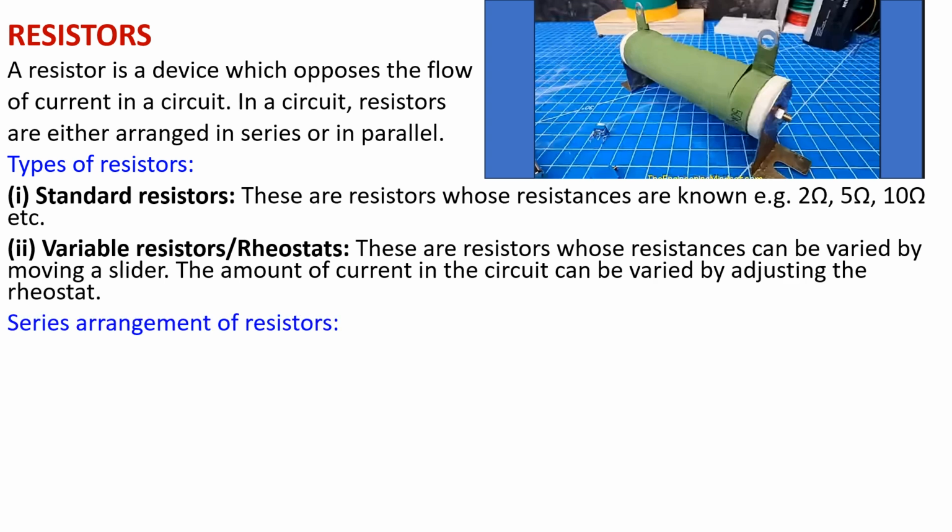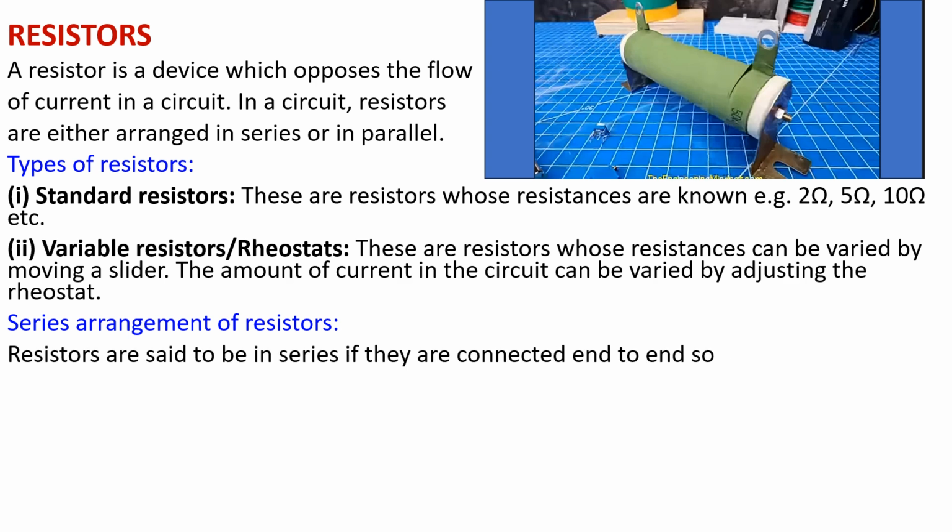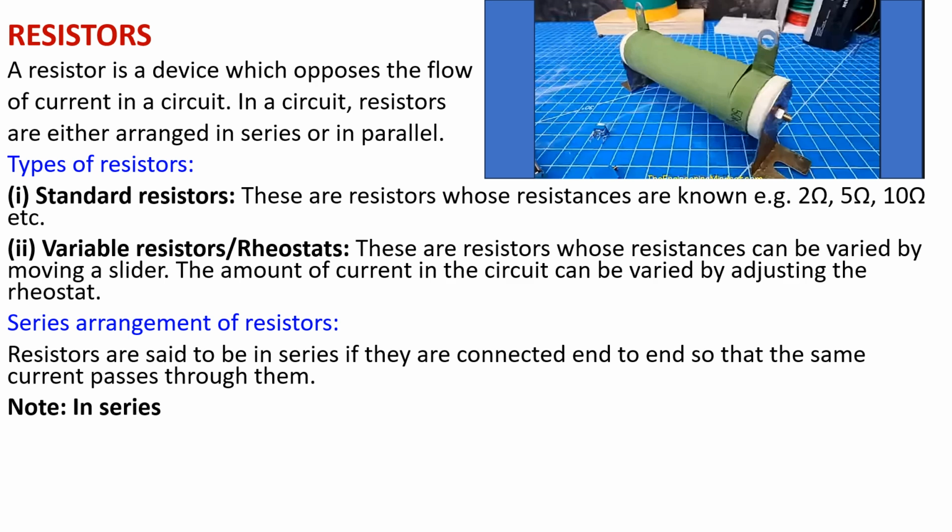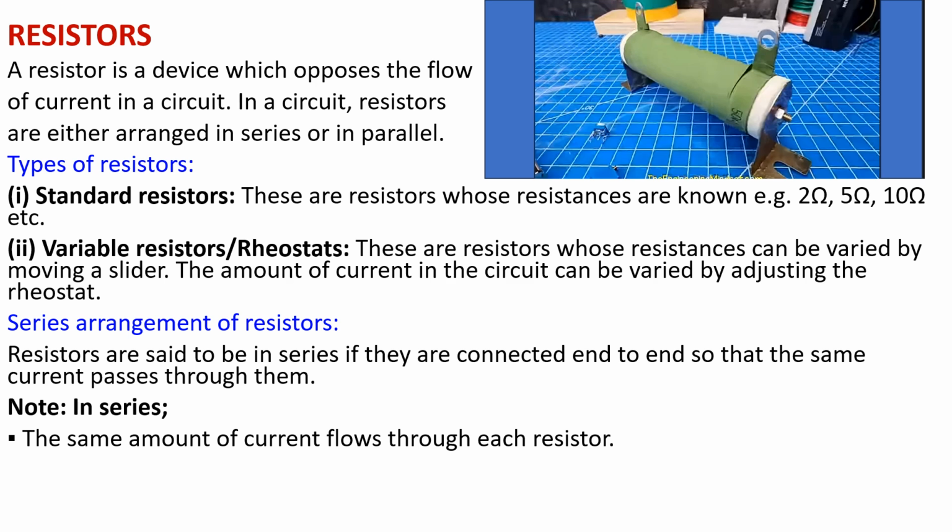Let's start with the arrangement called series arrangement of resistors. Resistors are said to be in series if they are connected end to end, so that the same current passes through them. In series, the same amount of current flows through each resistor.